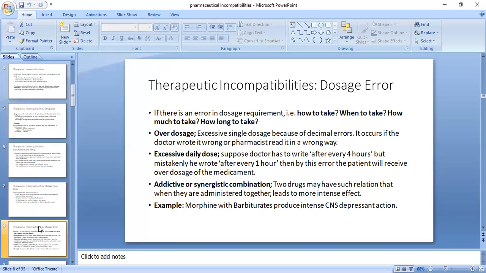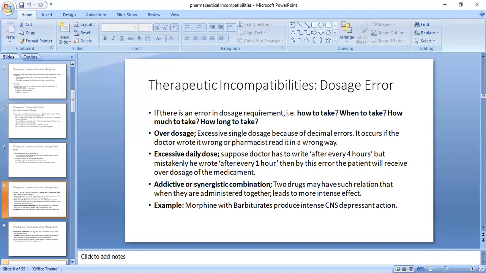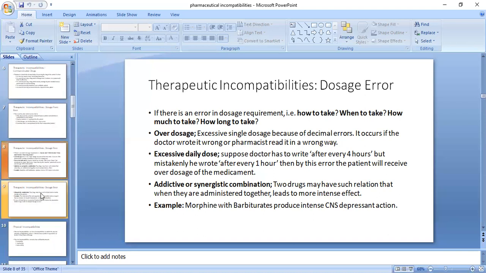Additive or synergistic combination. Two drugs may have such a relation that when they are administered together it leads to a more intense effect. Example, morphine with barbiturates produces intense CNS depressant action. These are about therapeutic incompatibilities.